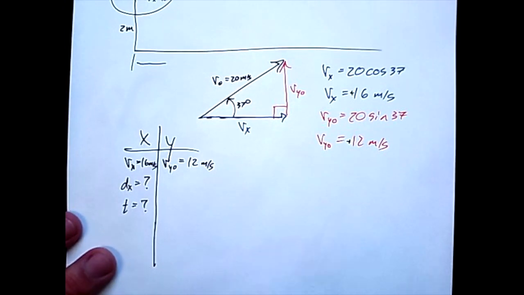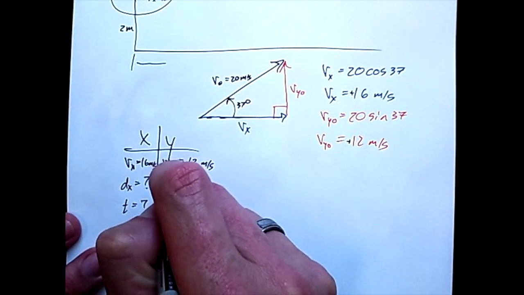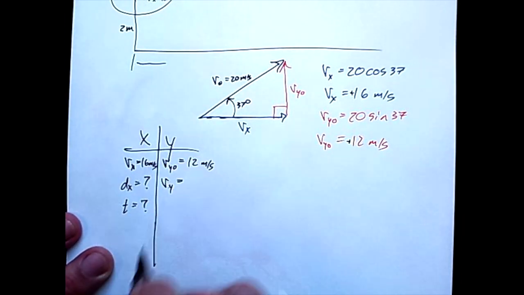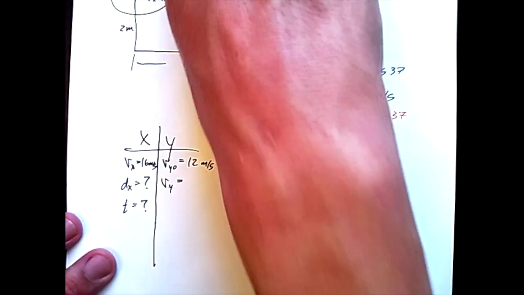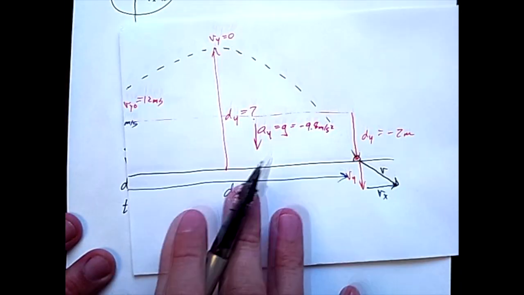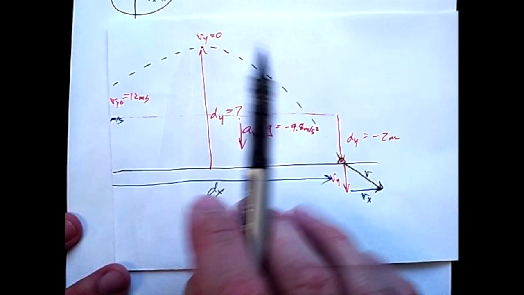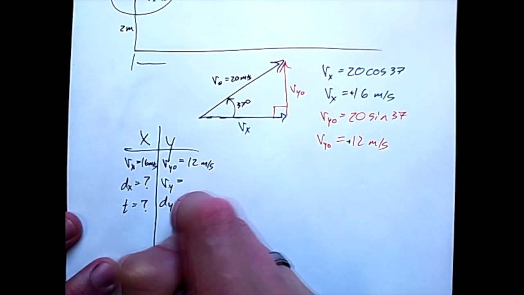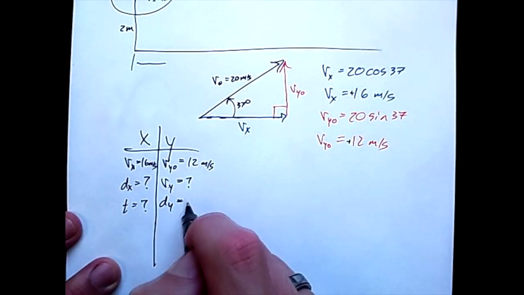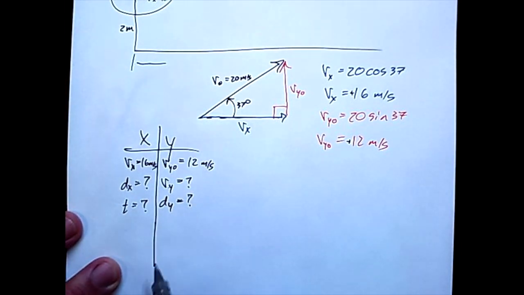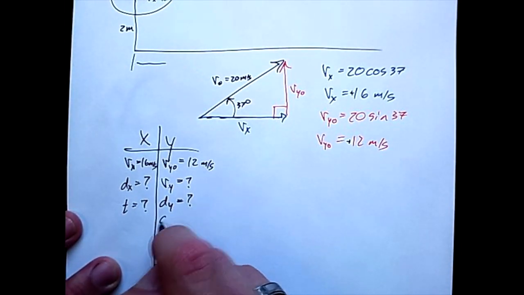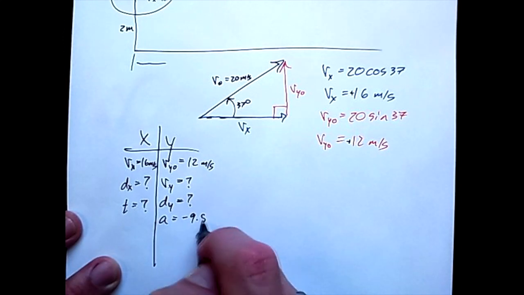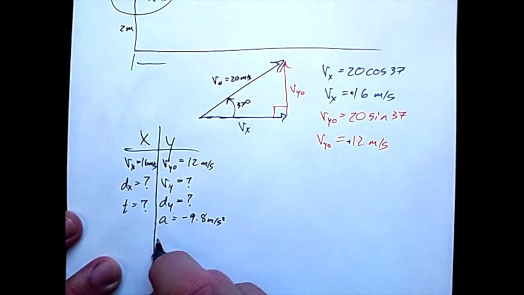All right, so then I do not know what Vy is, but I do know what it is at certain locales, which I'll use to my advantage in just a moment, right? And then, of course, dy I do not know either, but that will depend on which locale I'm at as well. And acceleration, of course, is negative 9.8 meters per second squared. And then, of course, time is also unknown.